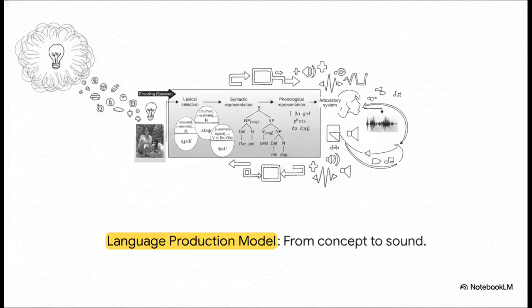and phonological representation to plan the actual sounds. Only after all of that internal planning is totally complete does the brain finally send a signal to the articulatory system to produce physical sound waves. It's a highly structured, linear journey from encoding to speech.